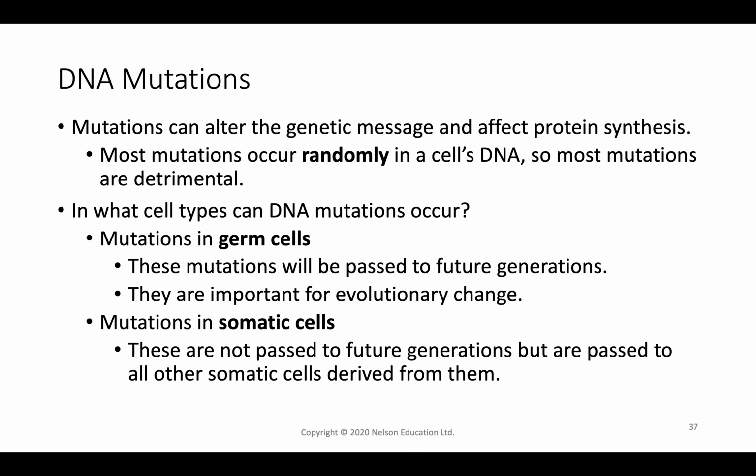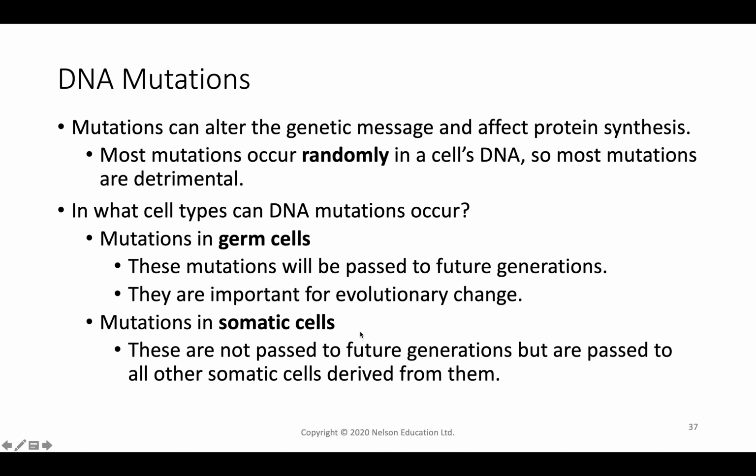So mutations can arise in two different cell lines, either in your germ cells or in your somatic cells. In your germ cells, like your sperm and egg, these are going to be what we call enduring mutations. They're going to be passed on to future generations. They're going to be really important for selective pressure, evolutionarily speaking.